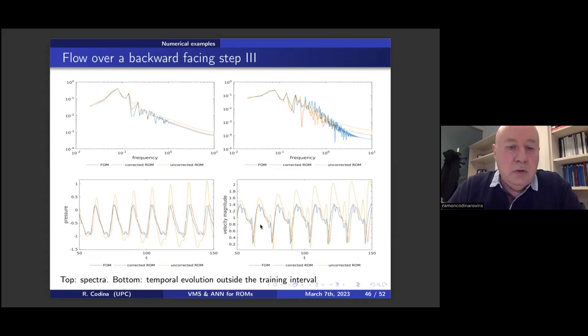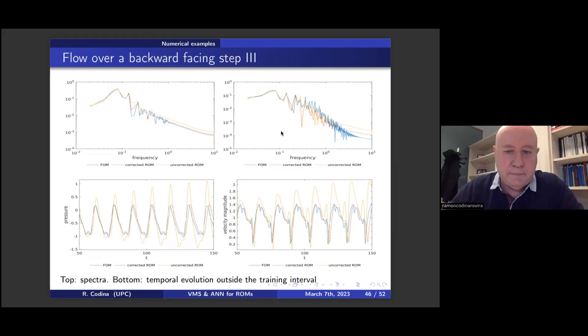This is not a matter of a single point or a single component of the decomposition. In fact, if you plot the whole spectrum of pressures on the left and velocities on the right, you see that the pressure spectrum is much better approximated using the corrected ROM than the uncorrected ROM. Again, yellow means the uncorrected ROM, blue means the full order model, and orange, or between red and orange, is the corrected ROM. We have a closer spectrum using the corrected ROM, both in velocities and in pressures. Even in the worst case, which is the tail of the spectrum for the velocities, the error of the corrected ROM is half the error of the uncorrected ROM in logarithmic scale.